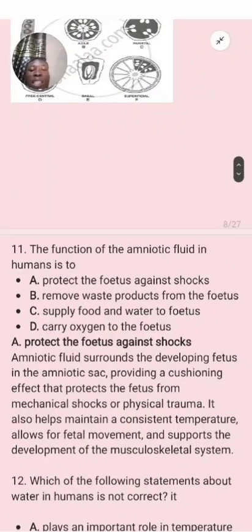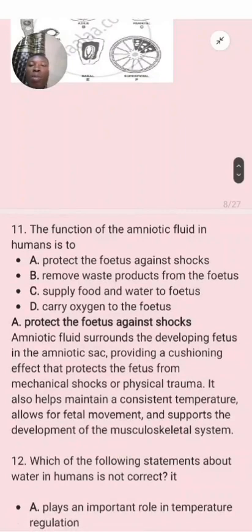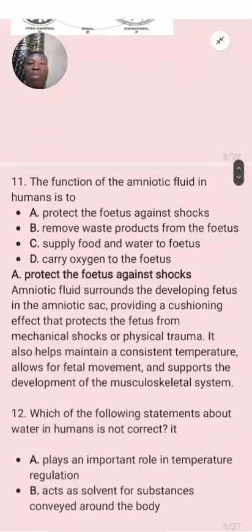It is to protect the fetus against shocks. That is the basic function of the amniotic fluid. The amniotic fluid will protect the fetus. They surround the fetus so that the fetus will not experience physical trauma, any kind of mechanical shocks. And they help to maintain a consistent temperature for the fetus.